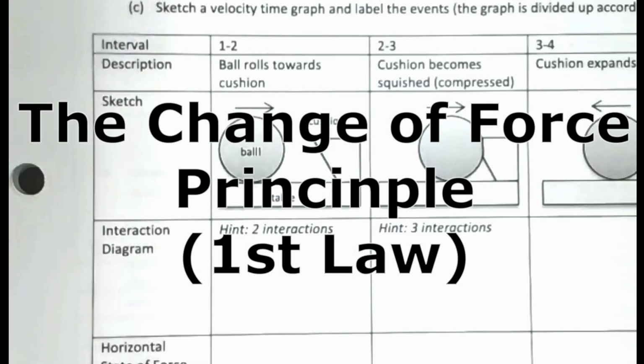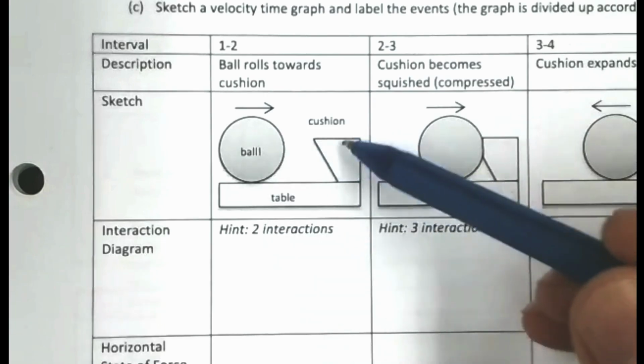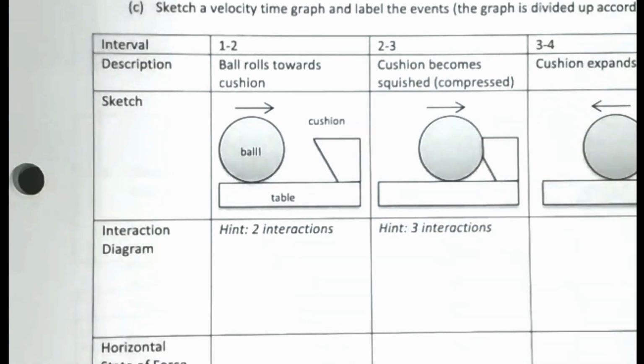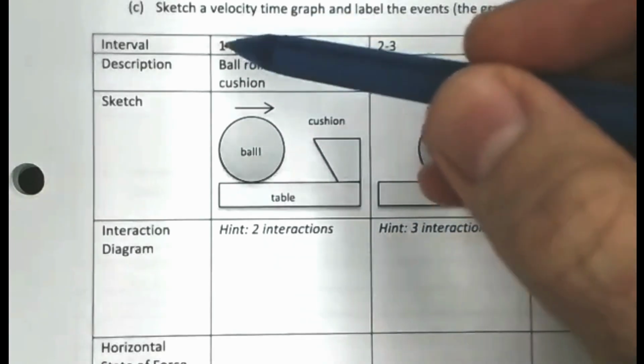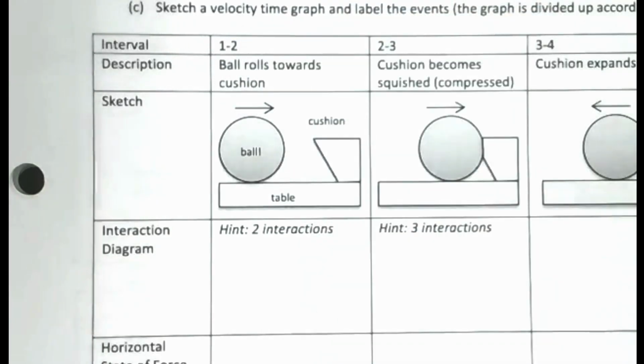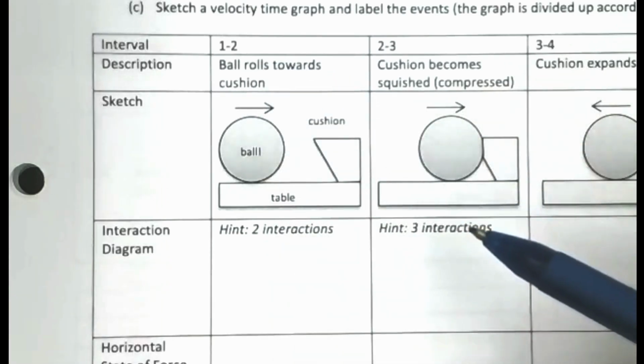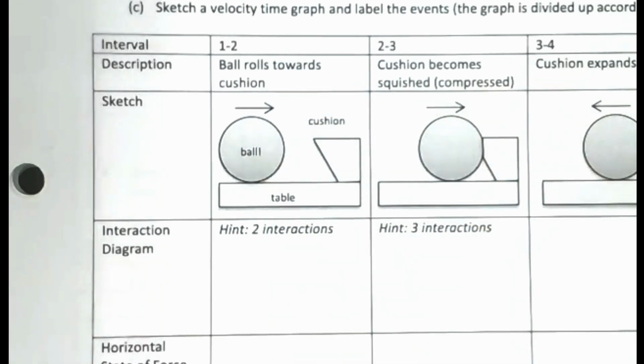The change of force principle is another aspect of the first law of motion. So let's take a look at how this works by examining the situation of a billiard ball rolling into the cushion at the side of a table. Let's start by focusing on the interval between events 1 and 2. So here the ball is rolling towards the cushion, but is not yet in contact with it.